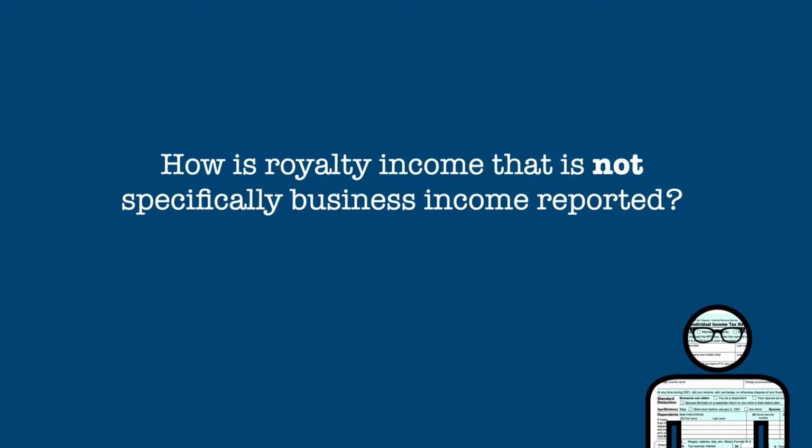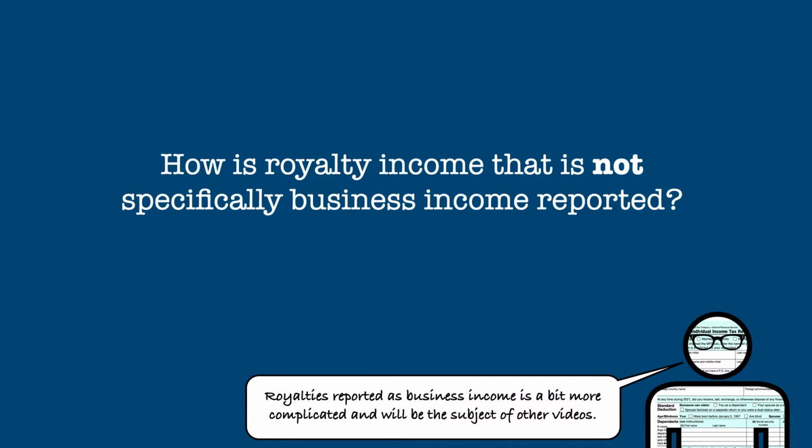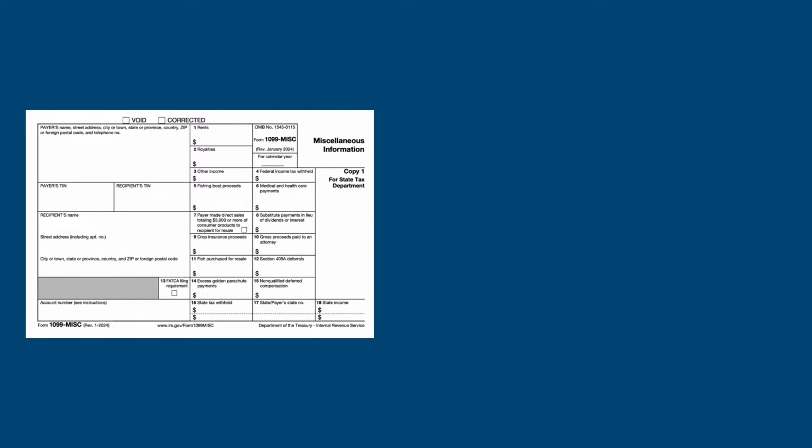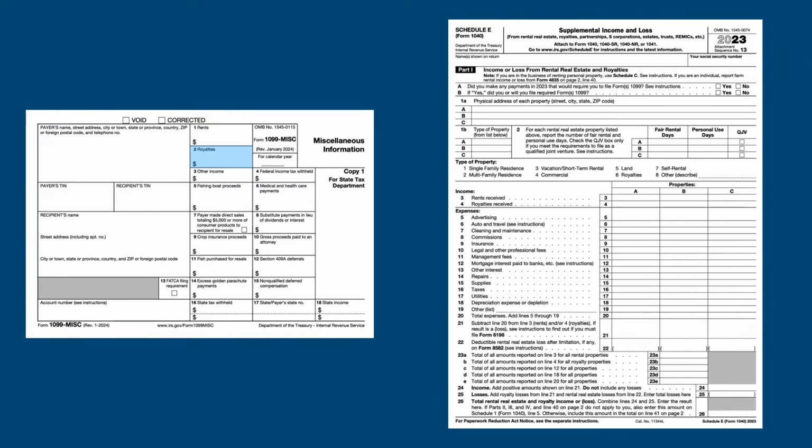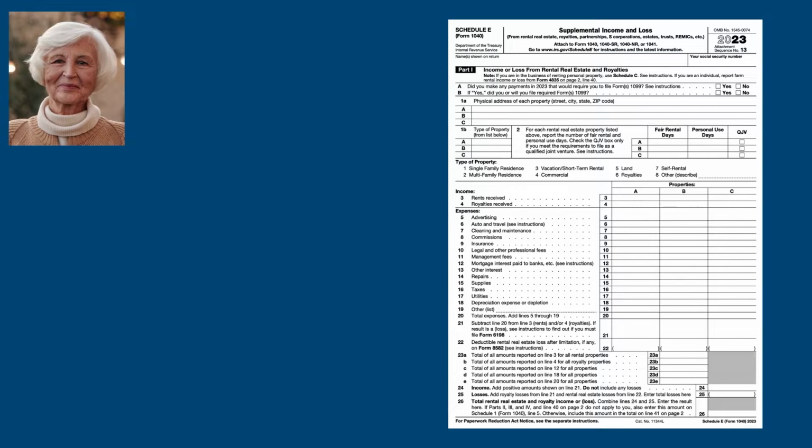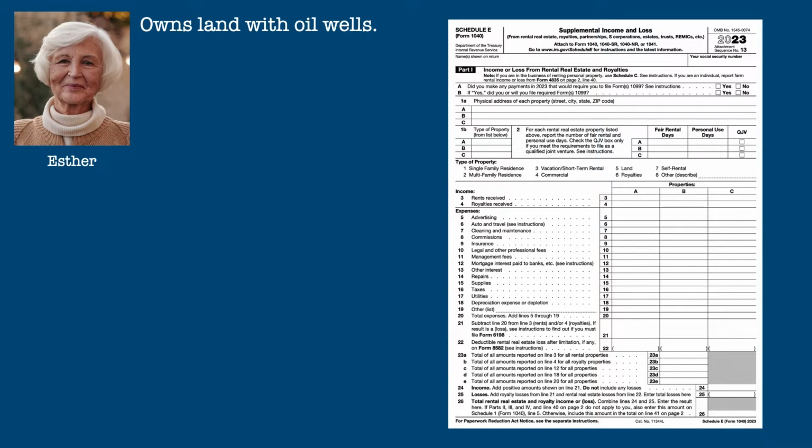So how exactly is royalty income that is not specifically business income reported? First of all, royalties are reported to you on Form 1099-MISC in Box 2. This amount is reported on the first page of Schedule E. You may recognize this schedule from the Taxes for Landlords series. We're going to fill out this Schedule E for Esther, who owns land containing several oil wells.